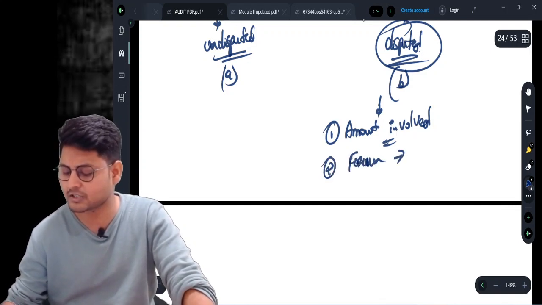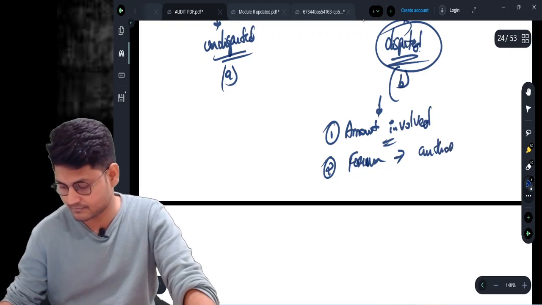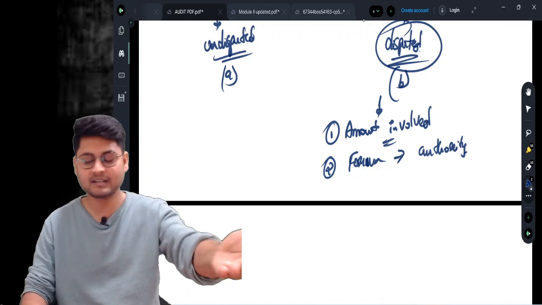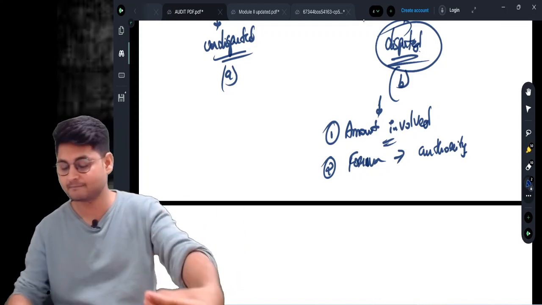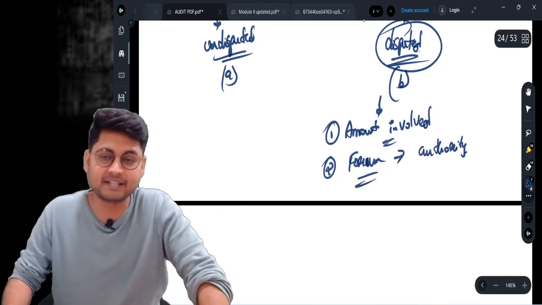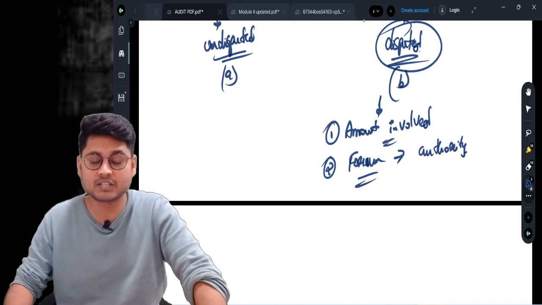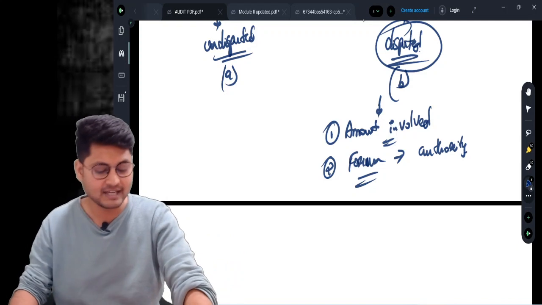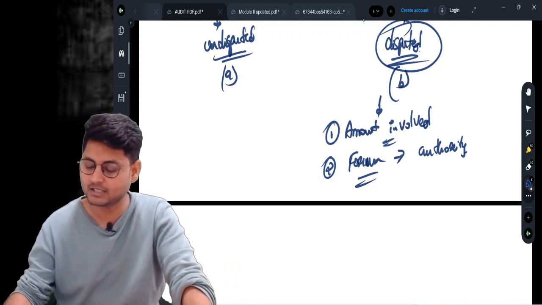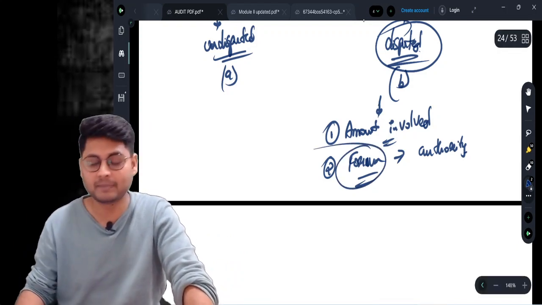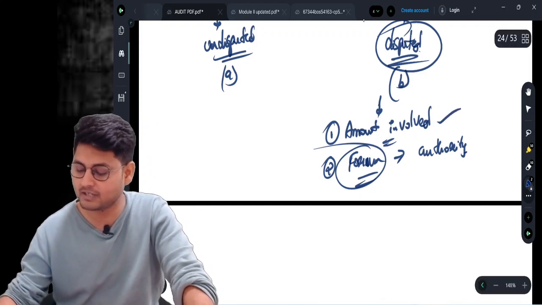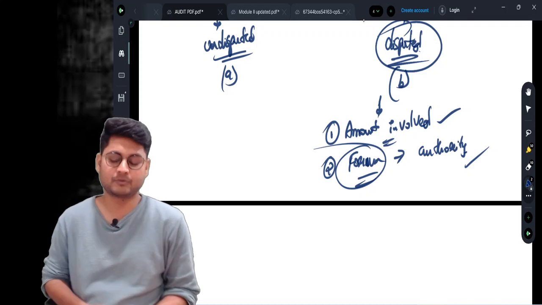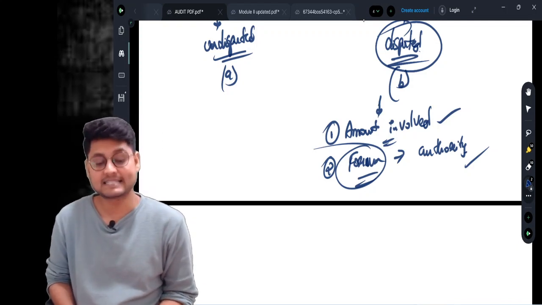What is forum? It is the authority. Say we have an income tax department, customs authorities, from where this dispute is pending. Under which authority it is there, either it can be commissioner or principal commissioner, many are there, right? Under which authority this dispute has been pending, that we need to write. Amount involved and forum in which the dispute is pending, that we need to report. So this is clause number 7.